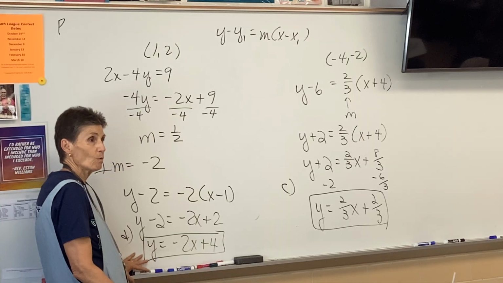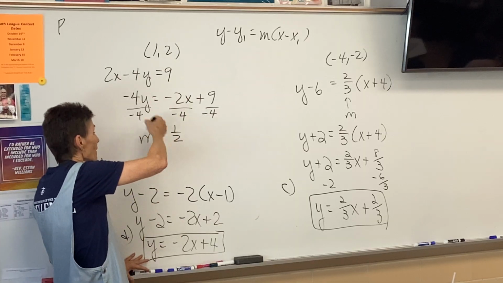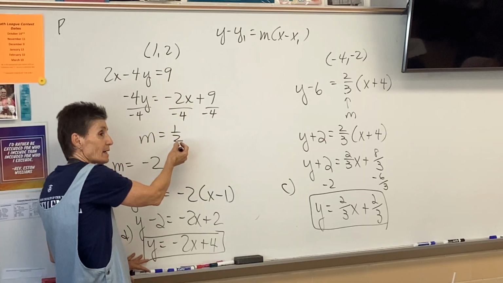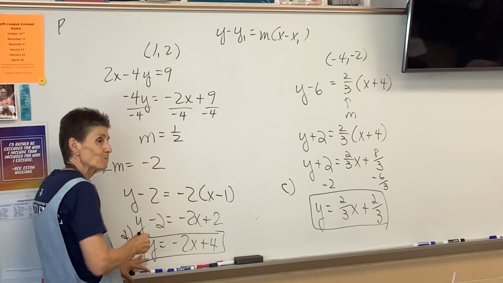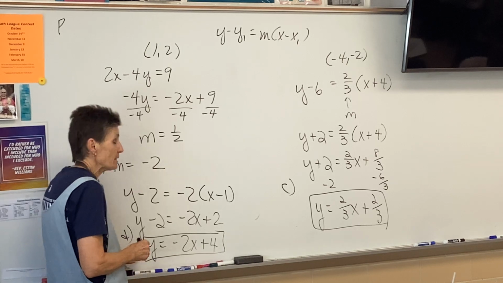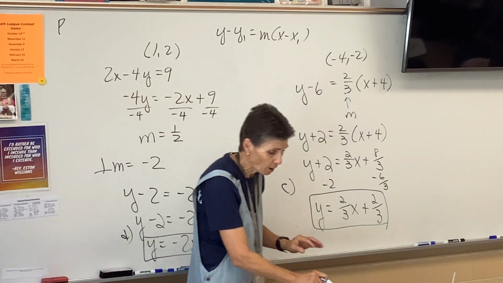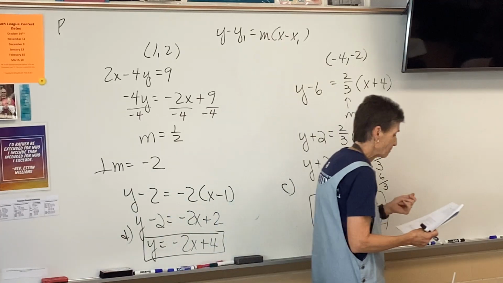y = -2x + 4. I had to do a little work up here. I got y by itself, got a slope of 1/2, which meant my perpendicular slope was negative 2. And then this one. Good? All right, now we're going to do a few applied problems with our line. So let's go to the next page.